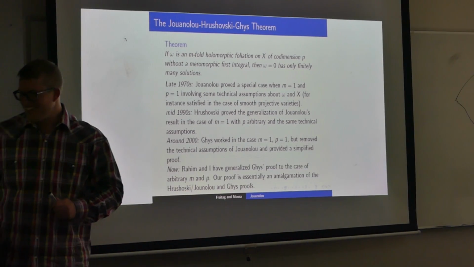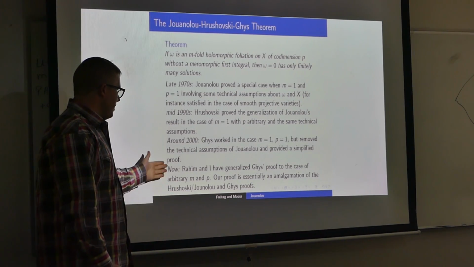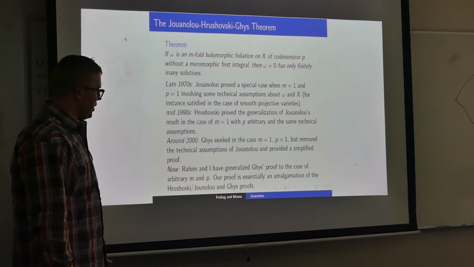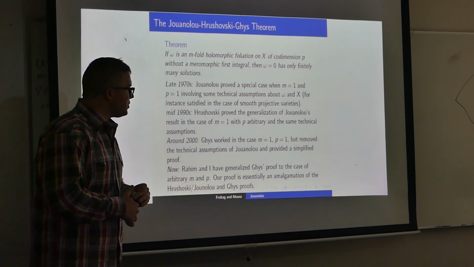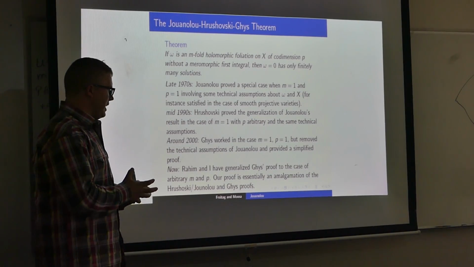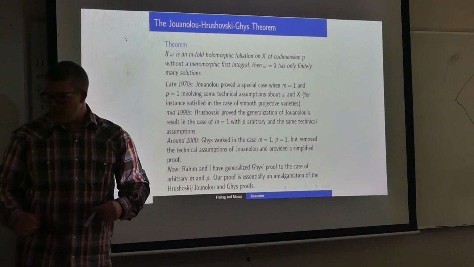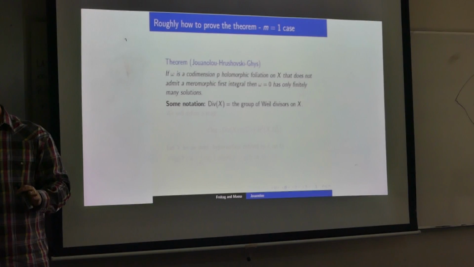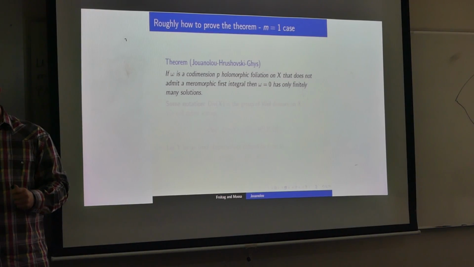Okay. So Rahim and I have generalized this, essentially working in the way that Ghys does, to arbitrary m and p. But I don't think that the ideas are too significant. I really don't think that the idea of the proof is any different than just amalgamating cases. But of course, we'll go further. But I think the ideas in the proof are really interesting.